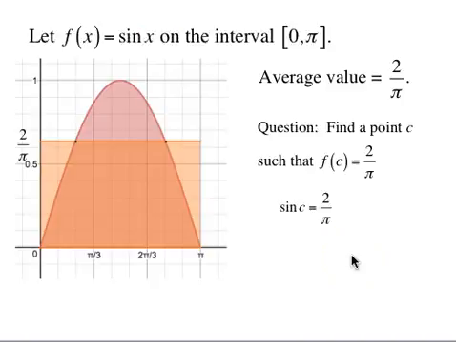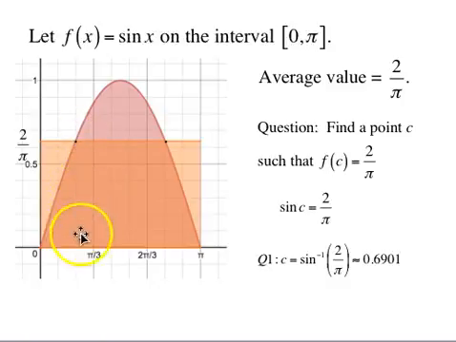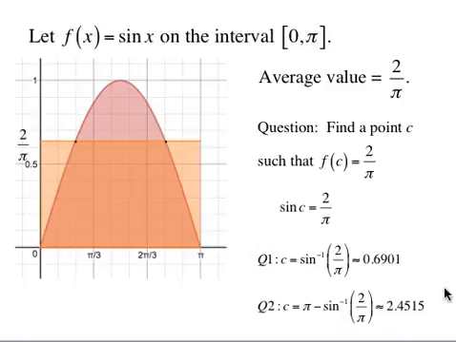Remember, when sine is positive, there is a first quadrant and a second quadrant answer. The first quadrant will be the inverse sine of 2 over pi. And we've approximated that to give me about 0.69. Pi over 3 is about 1, so 0.69 is a little bit more than 2/3 of the way there. So we can see that this dot meets that condition. Our second quadrant answer will be pi minus that 0.6901, or pi minus the inverse sine of 2 over pi, which is 2.4515. So there's our second value c, such that f of c equals the average value of 2 over pi.